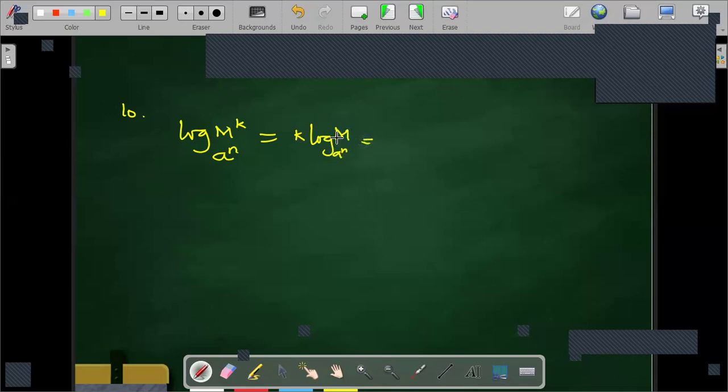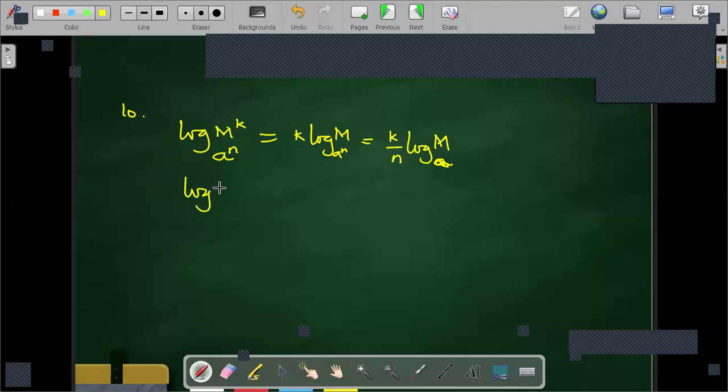However, we can also take this n out such that we now have k. This n will now be the denominator when taken out of the logarithm, so it becomes k over n of logarithm of m to base a. So this is also an important property that you need to watch out for. Let's have a typical example of that.